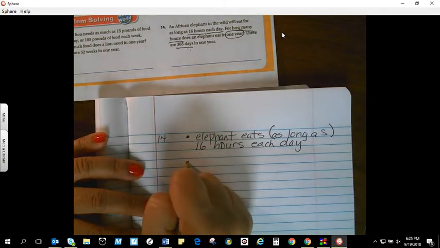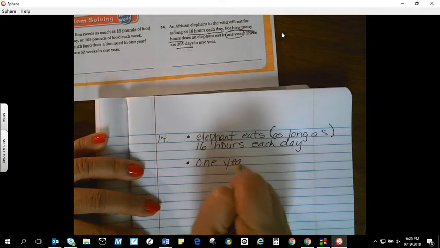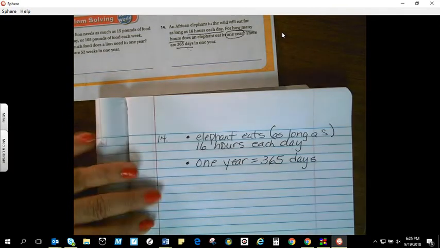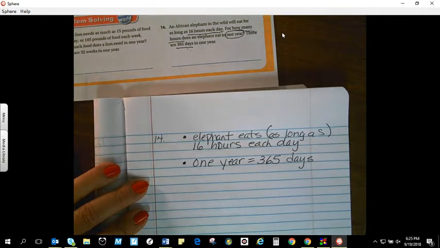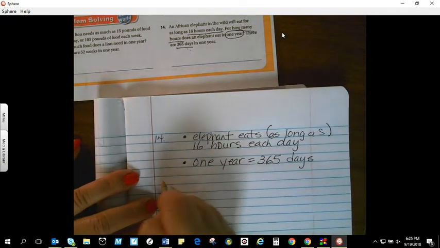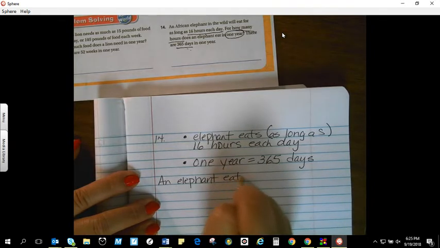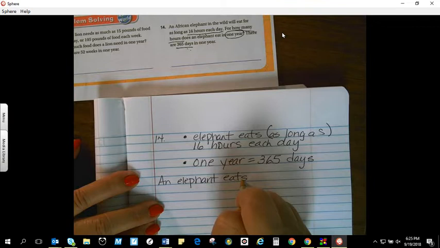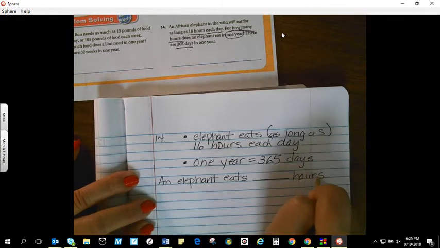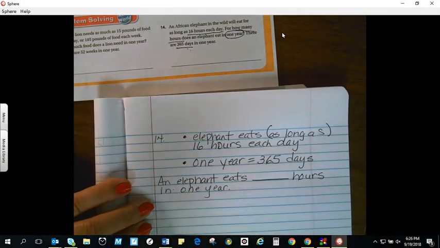The next one, 1 year equals 365 days. Now, I'm not going to rewrite my question, but I'm going to put my question into a statement with a fill in the blank. So my question is, for how many hours does an elephant eat in 1 year? So I'm going to write, an elephant eats blank hours in 1 year. Now, it reminds me what I'm solving for.